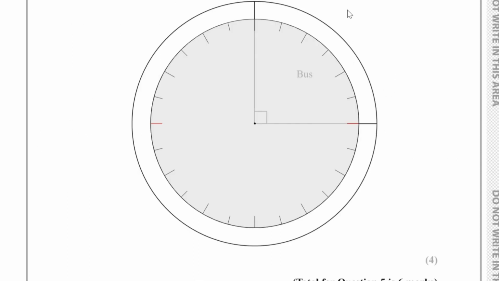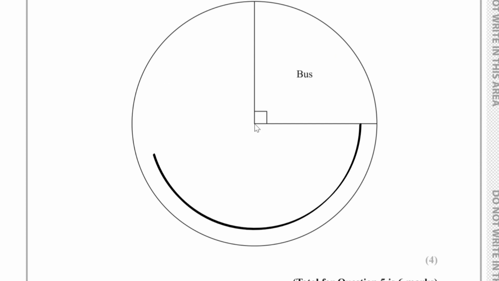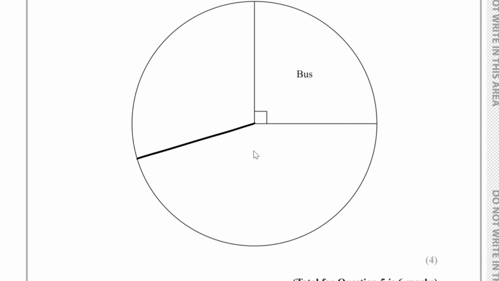So we've got 90 for bus, and then walking, that is 162. That's over here. So now let's join this point up with this and label it as walking, and the angle for walk is 162 degrees.